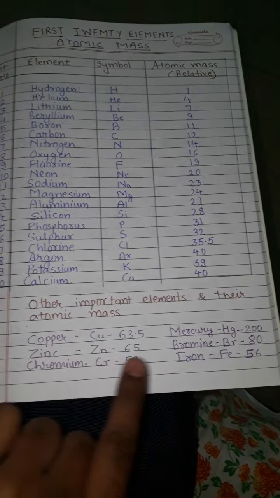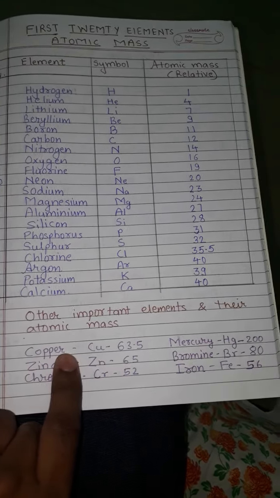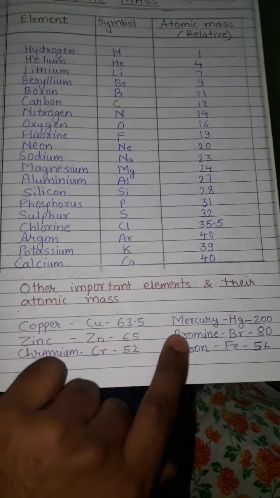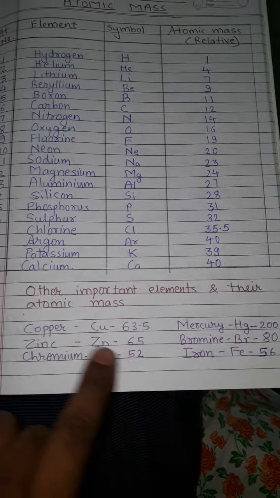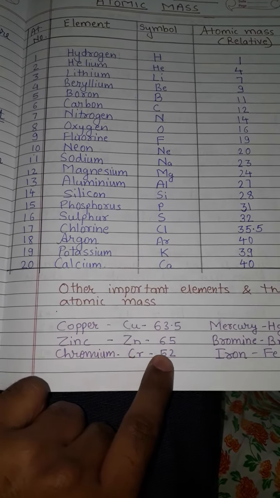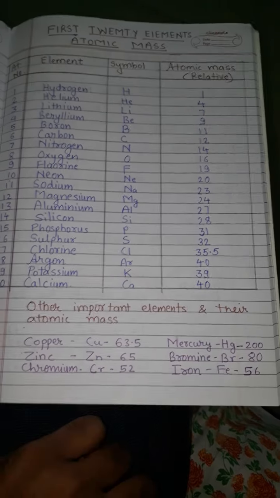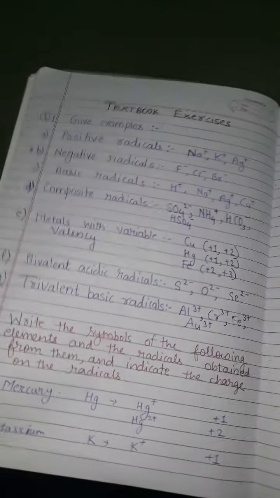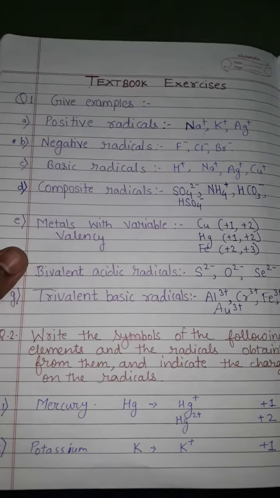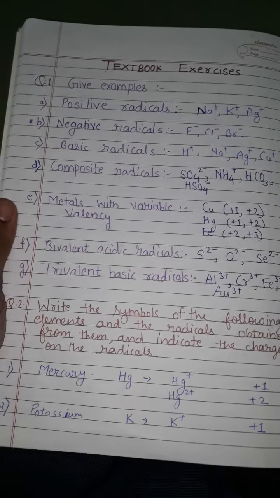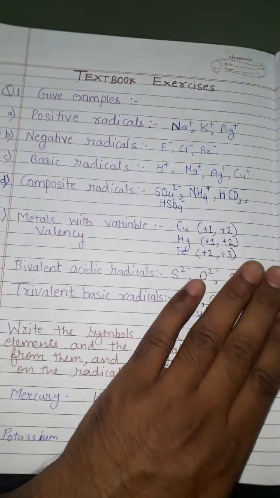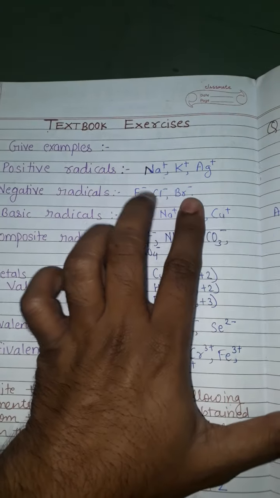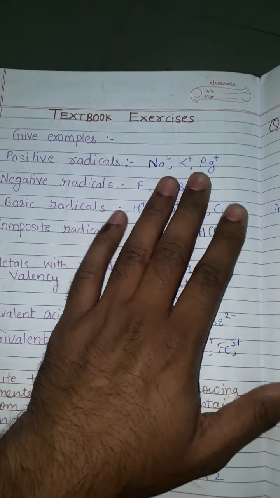Here other important elements and their atomic masses are given: copper, zinc, chromium, mercury, bromine, iron. Their name, symbol and atomic masses are given, and you can write them because they may be required for various calculations. Then textbook exercise question 1. You have to give examples of positive radicals, that is cations. So many examples are there. Out of these you can write 3 to 4.